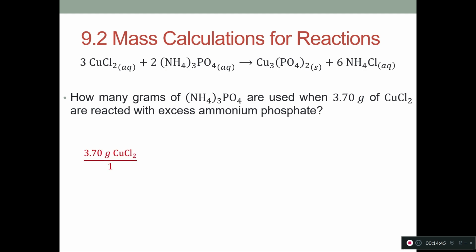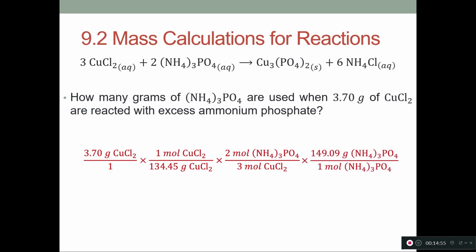And so again, we start with our given mass here. We use the molar mass of the copper 2 chloride, then the mole to mole ratio of the copper 2 chloride now to the ammonium phosphate. And then we use the molar mass of the ammonium phosphate. And what we find is that this is 2.73 grams of ammonium phosphate.